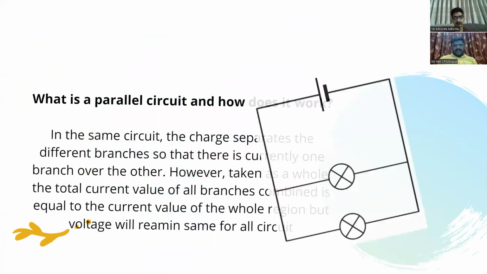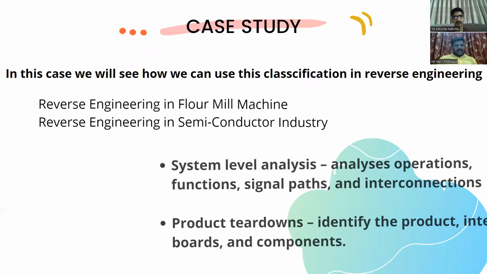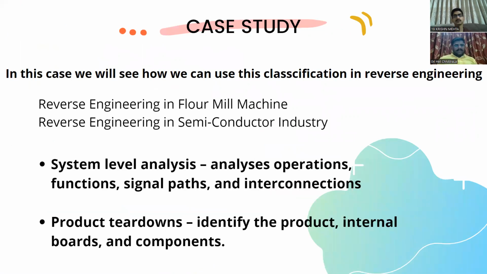So now we will explore the case study of this reverse engineering. In this case, we will see how this classification of circuits can be used in reverse engineering. Here we will explore two case studies: the first is reverse engineering in the flour mill machine, and the second is reverse engineering in semiconductor industries. In this reverse engineering, we will explore system level analysis and product teardowns.